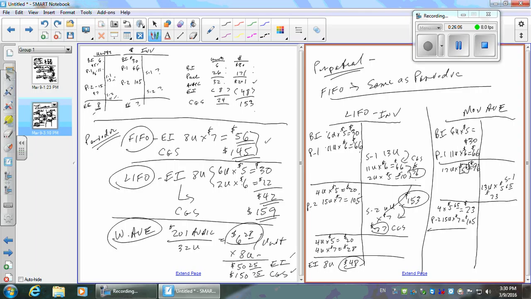So what's available? How many units? 4 plus 15 is 19 units. I'm going to figure out what they cost me. What's the total amount I paid for them? 23 and 105, right? 128? Is that right? 128 divided by 19, what do you get? 6.70? 6.74 or something? Okay, $6.74 approximately.